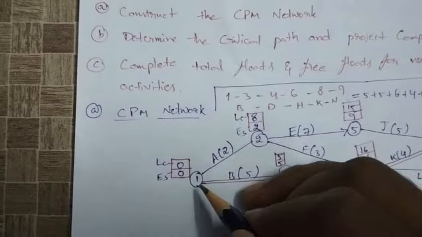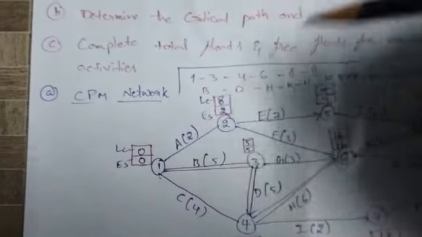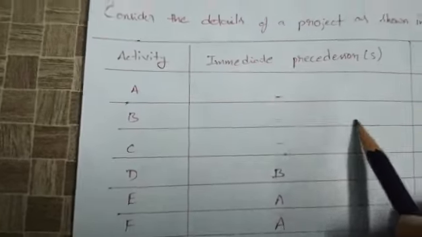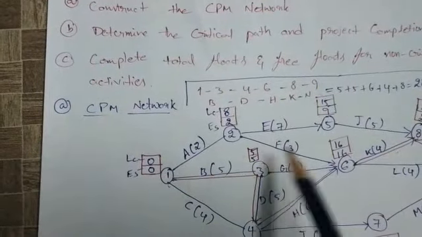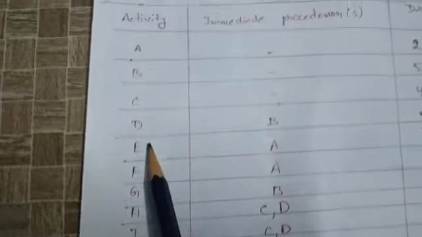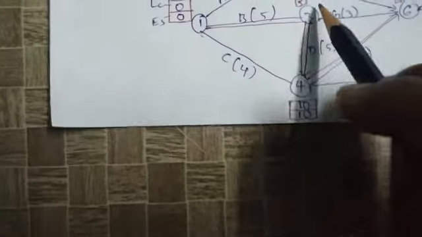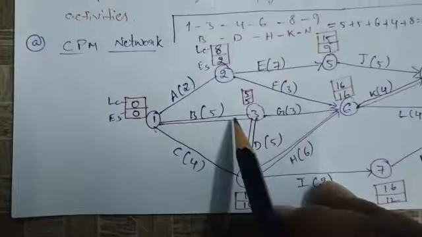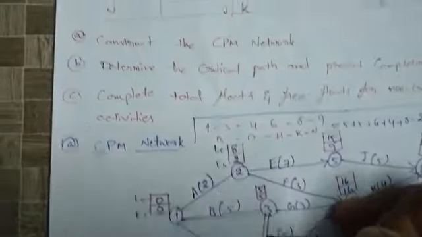So they will all start from the starting node, since their immediate precedence is nil. So the first node is connected to 2, 3, and 4, and activities A, B, C are completed. Next is activity D, whose immediate precedence is B, so D starts from the end of B. So this is the D activity, and next one is E.